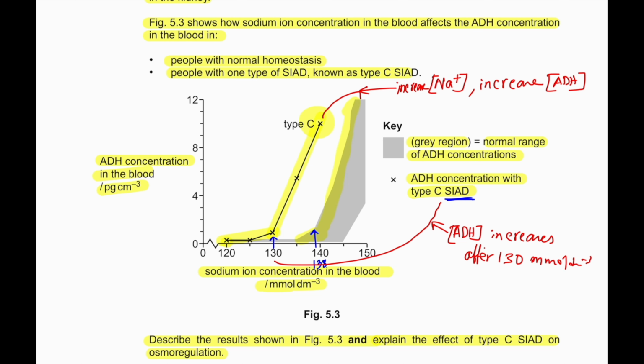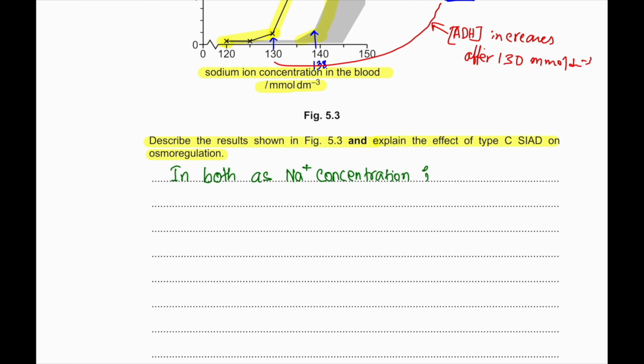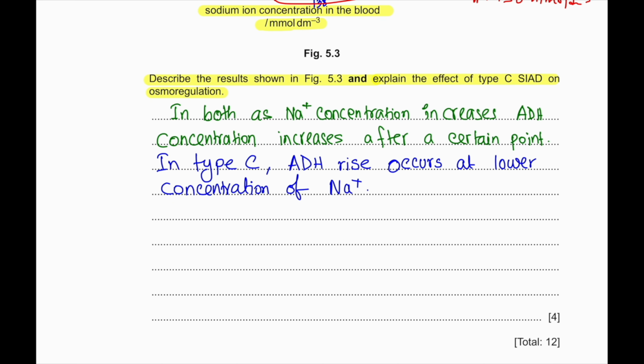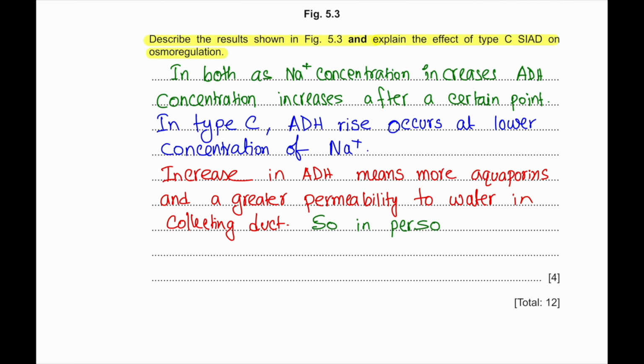Now we can explain what happens due to increase in sodium concentration and the effect of ADH concentration increase. So the answer can be written as follows. In both situations, as the sodium concentration increases, ADH concentration increases after a certain point. However, in type C, the ADH rise occurs at a lower concentration of sodium ions. Increase in ADH means more aquaporins and a greater permeability to water in the collecting duct. So in a person with type C SIAD, more water is reabsorbed at the collecting duct into the blood.